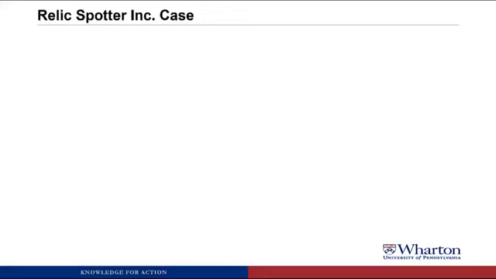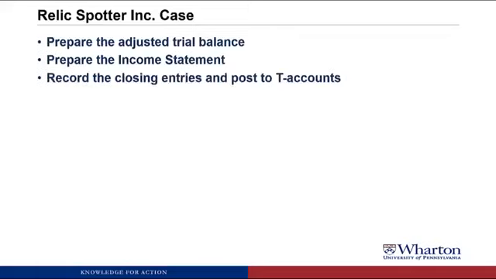So what we're going to do to finish up the Relic Spotter case is we're going to prepare the adjusted trial balance, put together an income statement, record the closing entries and post them to T accounts, and then prepare the balance sheet. And I'm going to switch over to Excel to show you how all of this stuff works.